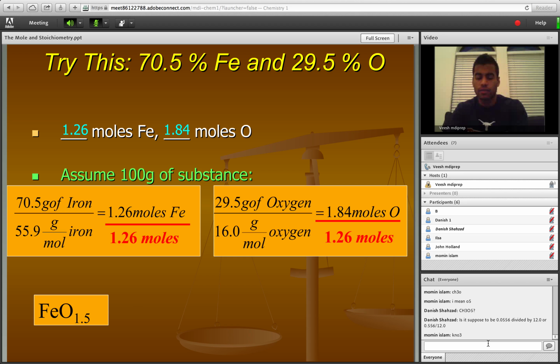So based off that, you can figure out the empirical formula. If you divide the 1.84 by 1.26, you find out that you need 1.5 of oxygen for every iron. But this is not an empirical formula because, like we said in that other slide, it has to be whole numbers. So you would multiply this by 2, and you got your empirical formula, which is Fe2O3.